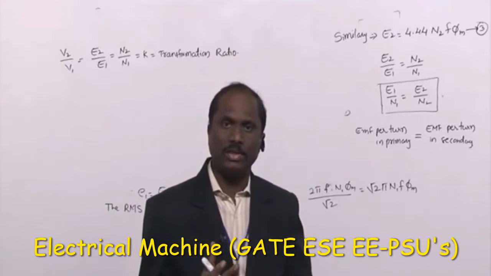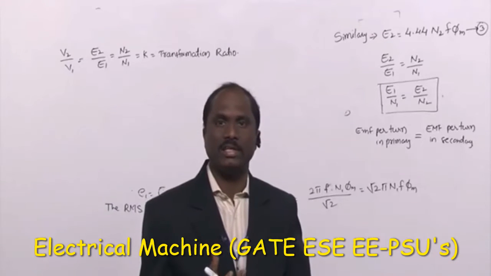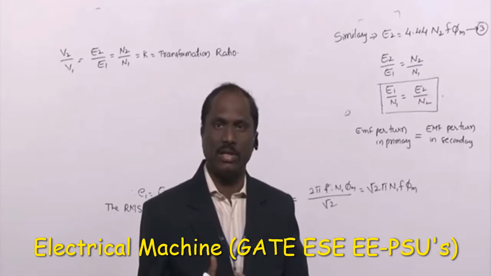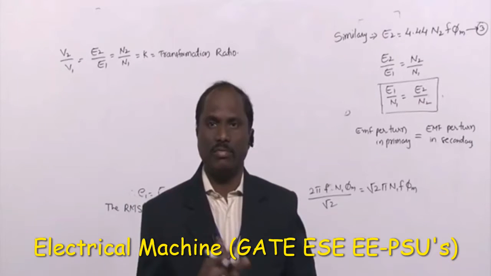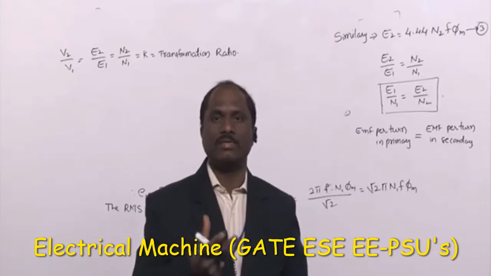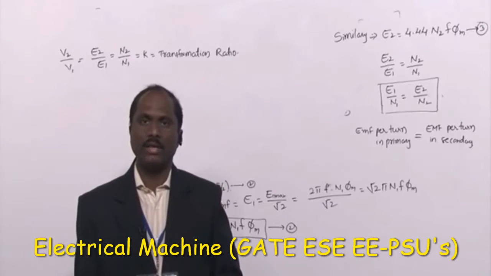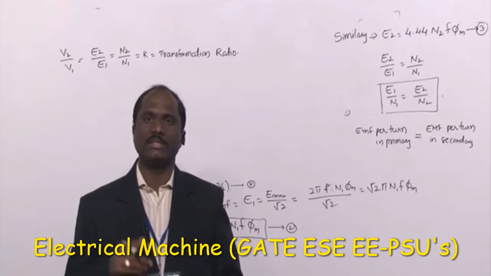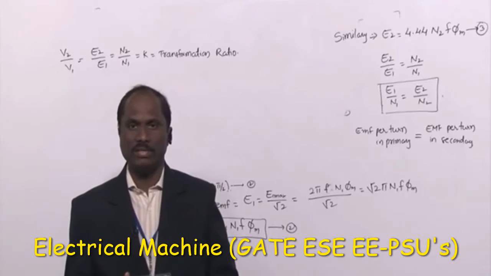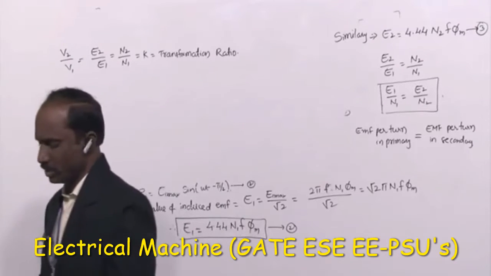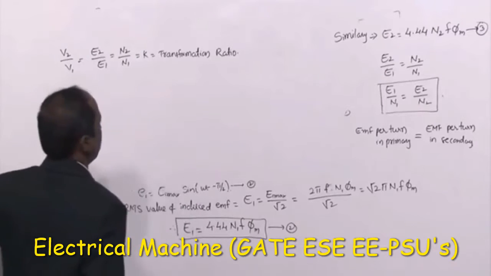If you know the transformation ratio, or if you know the ratio between the number of turns of a transformer, and if you know any one of the voltages of the transformer, we can expect what is the other side voltage. Or otherwise, if you know the two voltages and the number of turns on one side, we can expect what is the number of turns on the other side. Okay, that is the purpose of this transformation ratio. Next one is the ideal transformer.